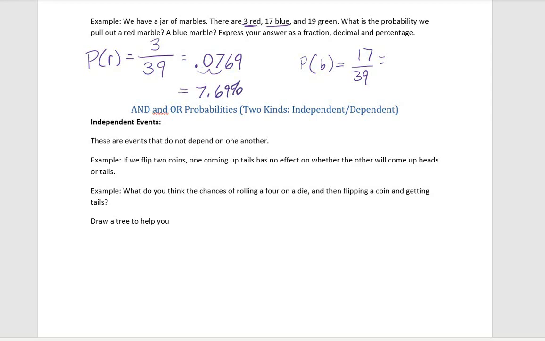Same thing with the blue marble. We're going to take that 17 divided by 39, and we'll also round to 4 decimal places. So 0.4359, which again, as a percentage, we're going to move it 2 over. So that would be 43.59%. So when you guys are doing the homework, make sure that you're paying attention to what the question is asking you and how it wants you to phrase the solution. If it wants it as a fraction, decimal, or percentage, and how many decimal places.